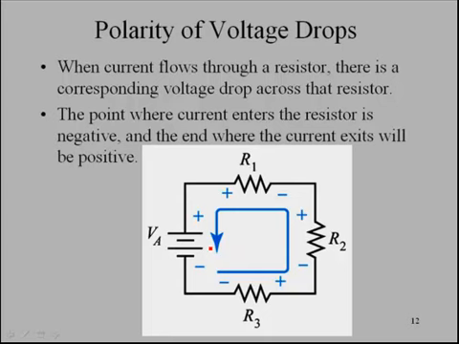Okay, polarity of voltage drops. When current flows through a resistor, there is a corresponding voltage drop across that resistor. The point where current enters the resistor is negative, and the end where current exits will be positive. So here we have our power supply. It is supplying current, and the current is flowing in this direction, and notice we're on the negative terminal here, but at the first point where we enter a component, the polarity is going to be negative, and then the other side will be positive.